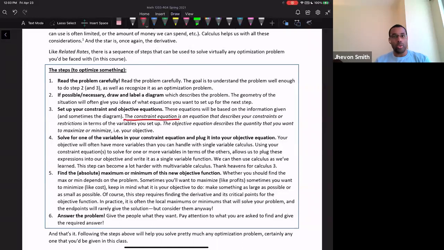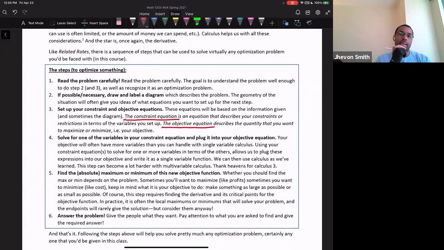The second equation you're going to want to come up with is the objective equation. Now, this is the equation that describes the thing that you want to maximize or minimize. So it's your objective to make this as good as it possibly can be. So you actually need two equations here. Now, once you do that, what you'll usually notice is that your objective equation is going to have more than one variable in it, but we're in single variable calculus. So we only have one independent variable at a time. We're not in Calc 3, so that's no good.